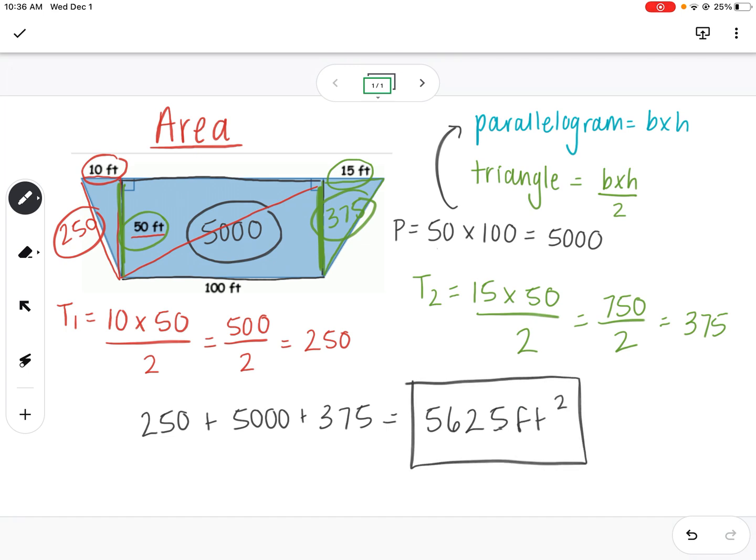All right. So remember, when you have a trapezoid, just break it down to what you know, and you will be all set up for success. Hopefully that helped you out.